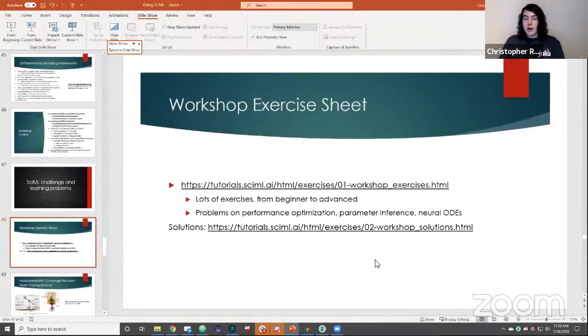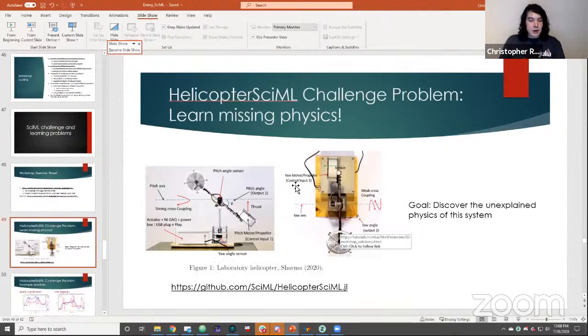So please check out our exercises and solutions. I wish we could have done this in person, but now you can do this on your own and talk to us in the chat rooms for these. It goes over everything from building models to doing performance optimization, parameter inference, and neural ODEs.